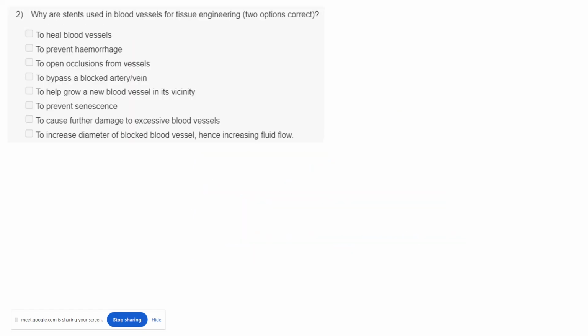Here is our second question. Why are stents used in blood vessels for tissue engineering? You have to select two correct options. The options are to heal blood vessels, to prevent hemorrhage, to open occlusions from vessels, to bypass a blocked artery or vein, to help grow a new blood vessel in its vicinity, to prevent senescence, to cause further damage to excessive blood vessels, to increase diameter of blocked blood vessel, hence increasing fluid flow.